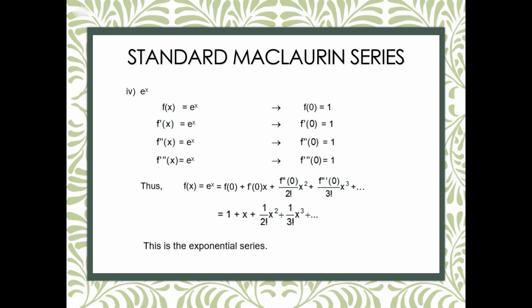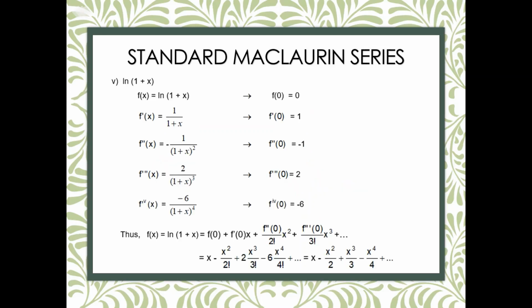Replace x by 0 and simplify. You will obtain the expression as follows. e to the power of x is equal to 1 plus x plus x to the power of 2 over 2 factorial plus x to the power of 3 over 3 factorial plus so on.